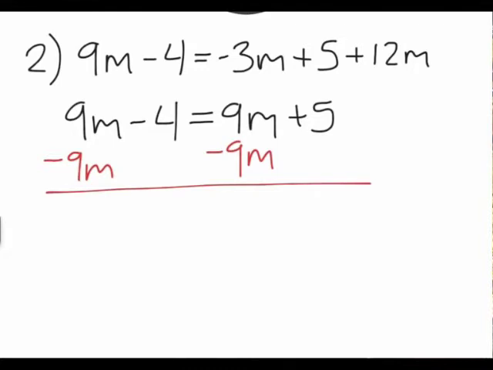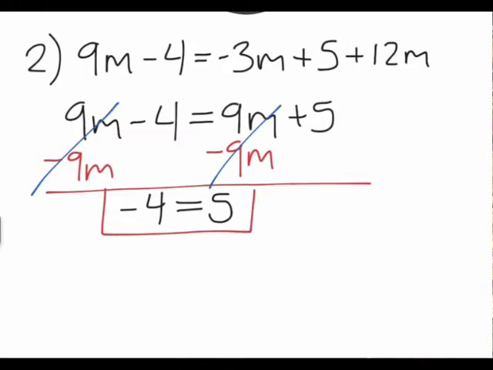Now, just like in the previous equation, the 9m goes away, and it also goes away over here, of course, because that was our goal right here. But what we wind up with is negative 4 on the left-hand side of the equation equals 5 on the right-hand side of the equation. Now, this statement, negative 4 equals 5, last time I checked, that was not a true statement.